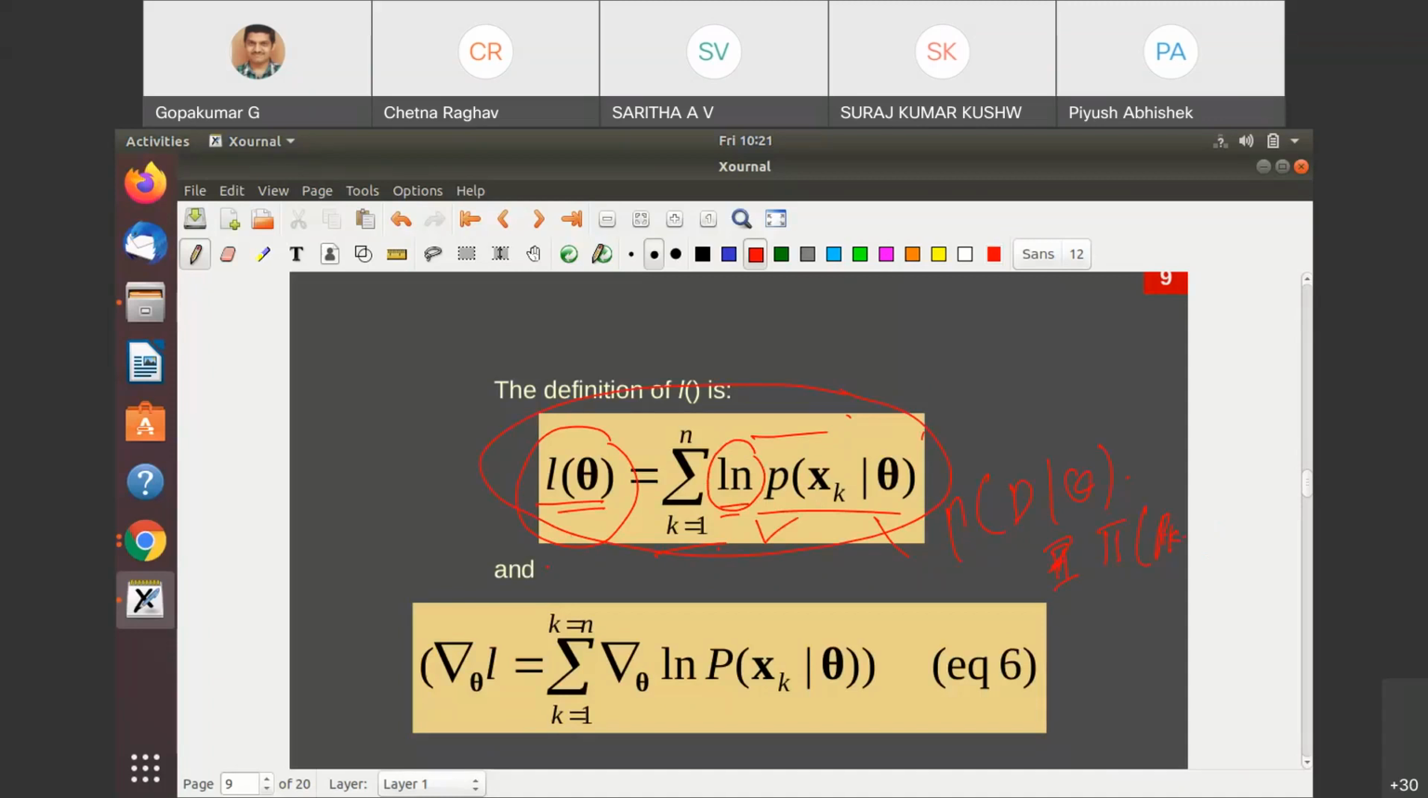And now for this particular L of theta, we can say what the gradient of L with respect to theta is. That is nothing but applying the gradient here, so that is again the sum over k equal to 1 to n of the gradient of this particular function. That is the way we can define the gradient.